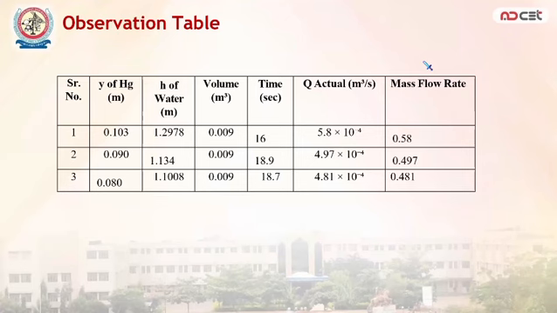In this slide, there is an observation table. Starting with our experimental data, this observation table summarizes the readings taken from our test rig. We recorded the manometer differences and the time required to collect a specific volume of water. These baseline measurements allowed us to calculate the actual discharge and mass flow rate across three distinct trials.